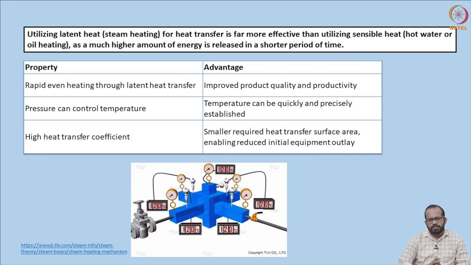So steam has different properties and advantages. Steam heating is rapid. The advantage is improved product quality and productivity. And also, by controlling the pressure, we can control the temperature. So the advantage is that temperature can be quickly and precisely established. And also it has a high heat transfer coefficient, so a smaller heat transfer surface area is required, enabling reduced initial equipment outlay. So these kinds of advantages are there because of the properties of steam.